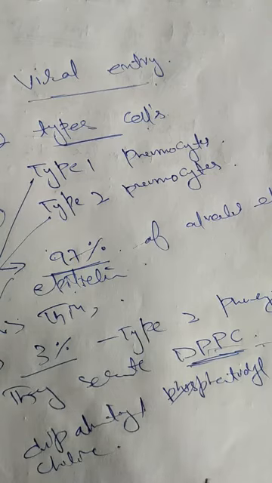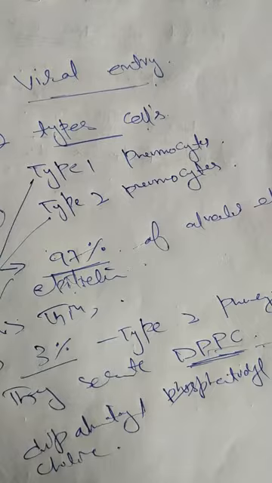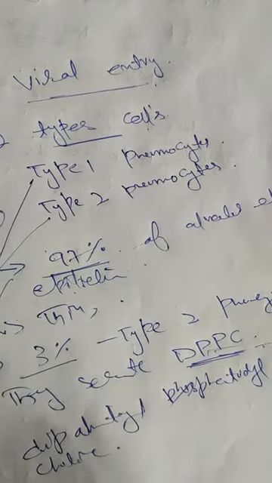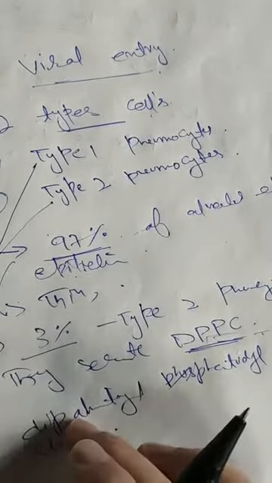type 2 pneumocytes also act as the stem cells for alveolar epithelium, and they proliferate in the setting of lung inflammation and damage. When there is lung inflammation or lung damage, these type 2 pneumocytes are the cells which proliferate and regenerate the alveolar tissues. So these type 2 pneumocytes also act as the stem cells.